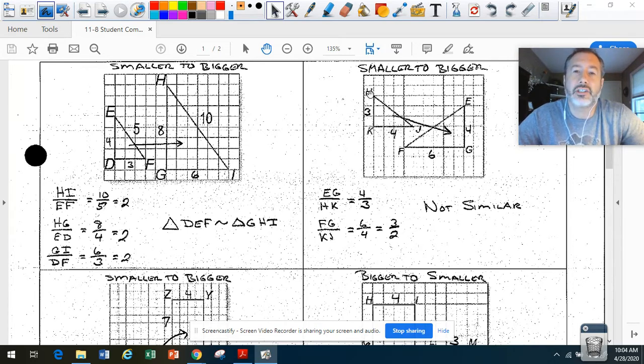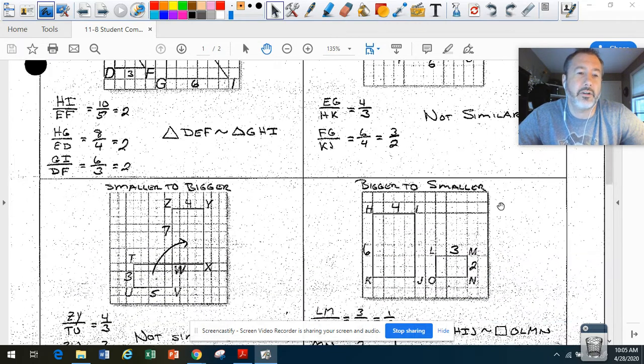So now let's go larger over smaller. EG over HK. Let's see what we have here. 4 over 3, which is 1 1/3, or we can just keep it as 4 over 3. Now let's go right here. 6 over 4. If I reduce 6 over 4, that's 3 over 2, or 1 1/2. Are these ratios the same? Are these fractions the same? No, they are not. Since they are not, these triangles are not similar at all.